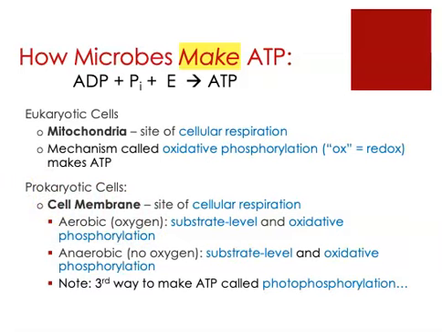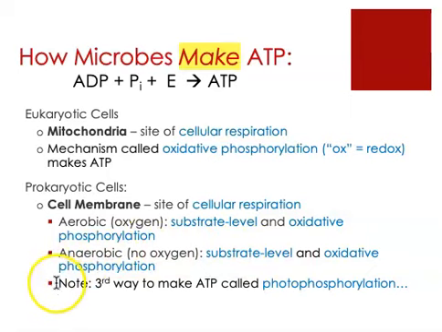Prokaryotic cells, some of them at least, are also capable of doing a process called anaerobic cellular respiration. In other words, cellular respiration in the absence of oxygen. And they also use oxidative phosphorylation and substrate level phosphorylation to make the ATP.